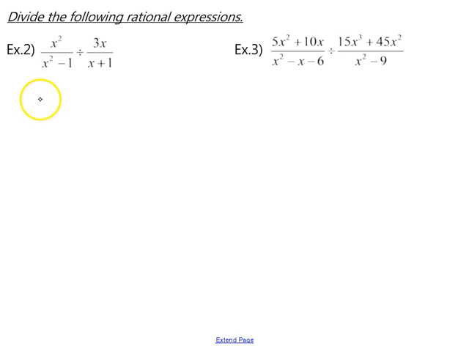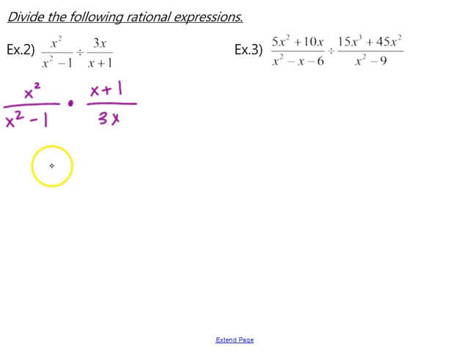Let's go ahead and walk through a couple more examples. So we want to start off with our rule of keep, change, flip. So we keep the first fraction, x squared over x squared minus 1, change the division to multiplication, and flip the second fraction. So x plus 1 comes to the top, and 3x goes to the bottom. And then, when we multiply these, remember you have two different options, but in this case, as soon as you see binomials, it's going to be easier to use method 2.